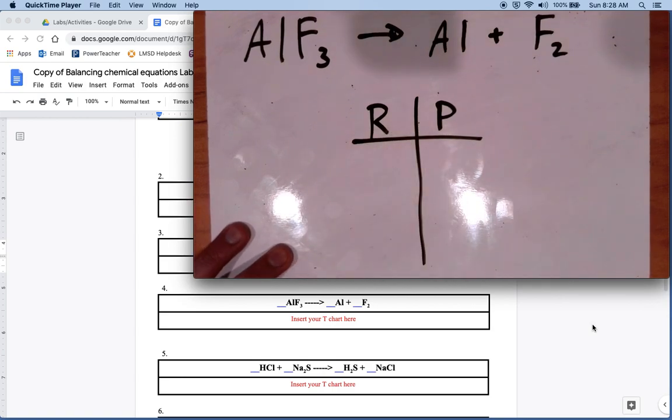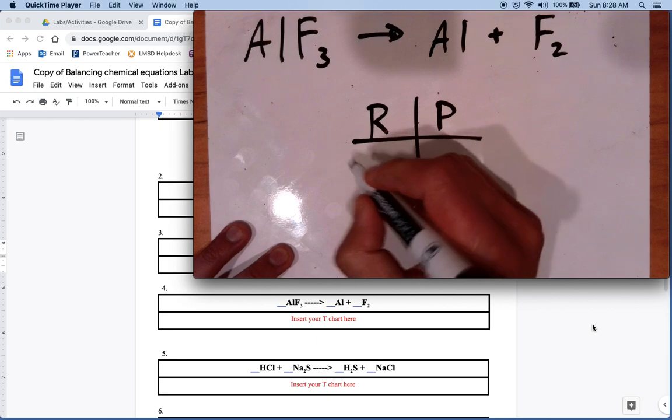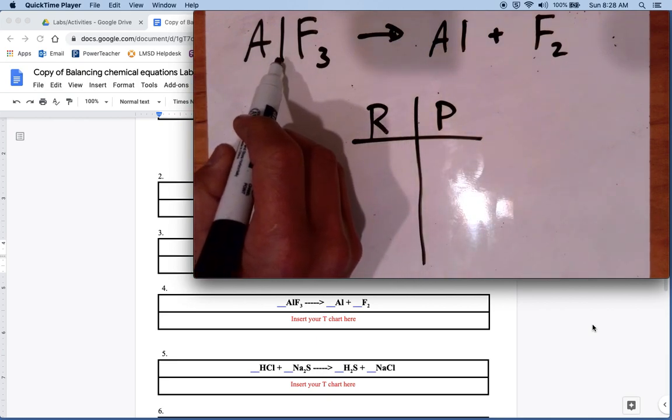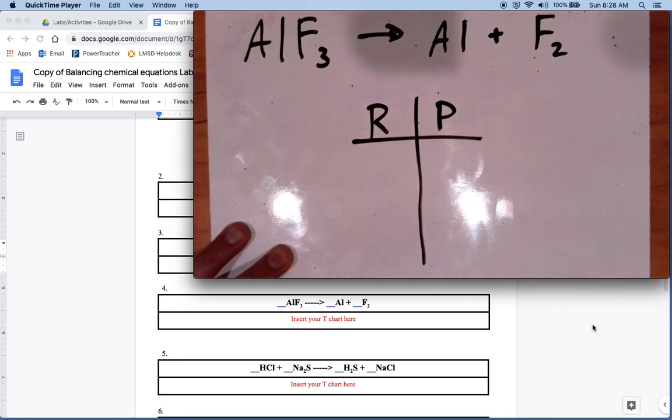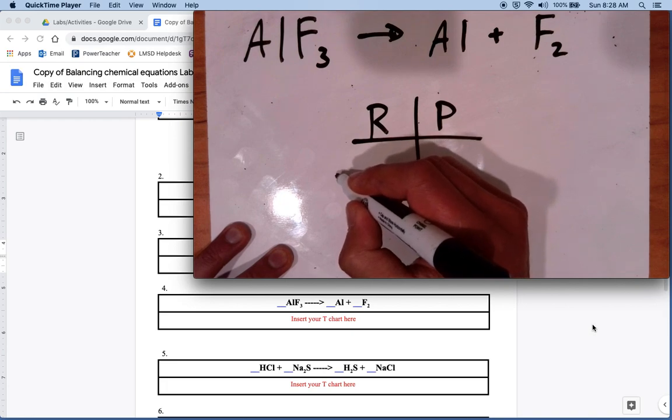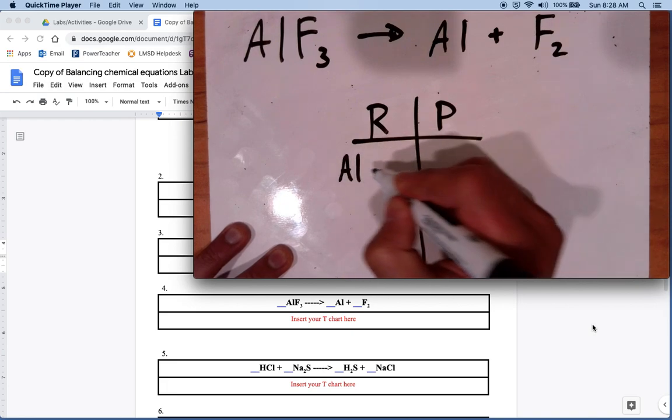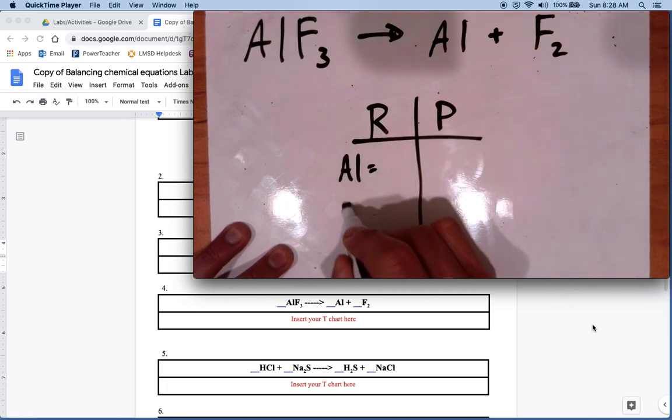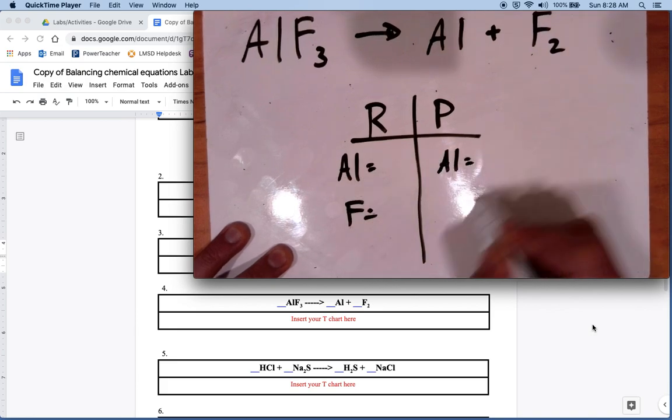So I need to list down how many of each one I have. Remember, as I said in the example, whenever you see something and wonder, is that an I or an L, 95% of the time it's a lowercase l. So that's aluminum, Al, and then F. So we have again Al and F.